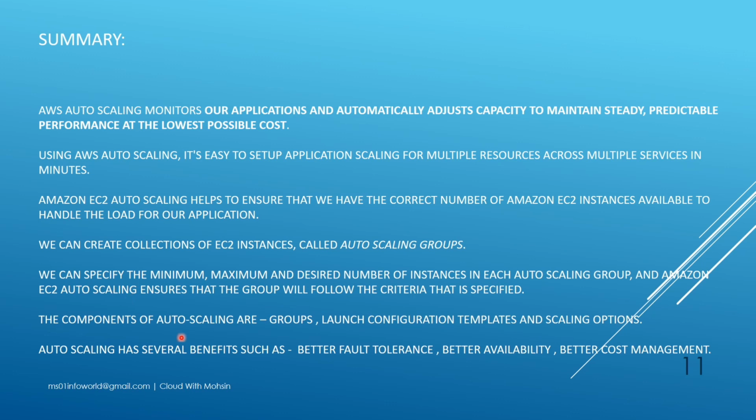We've seen the components of auto scaling. There are basically three components: groups, launch configuration template, and scaling options. Groups is a logical collection. Templates we just covered. They have various features like AMI ID, instance type, security group, key pairs, etc., and block device mapping as well, which we can specify here. In the scaling options, we have seen scheduled scaling and dynamic scaling. We also have vertical scaling and horizontal scaling that we have not covered, but we will cover in upcoming sessions.